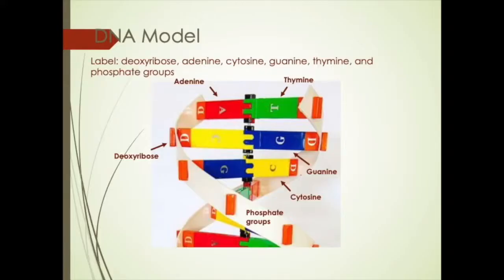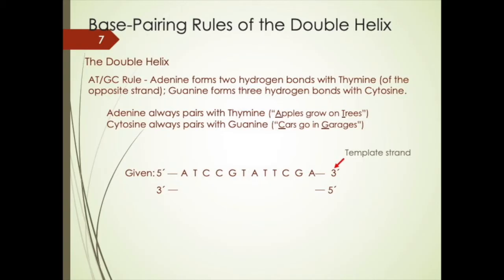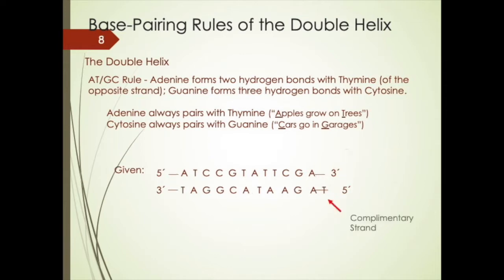So we can see the DNA model: deoxyribose, adenine, cytosine, guanine, thymine, and phosphate groups, all of them coming together, twisting up. If we have the template strand, and the other side is going 5' to 3', right? The other side is going 3' to 5'. A to T, G to C.